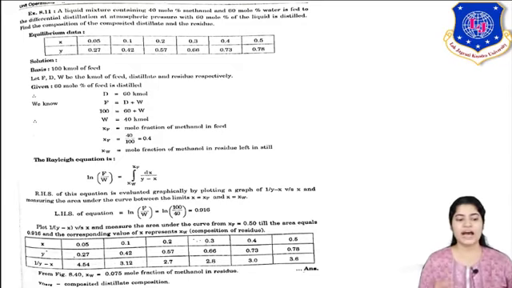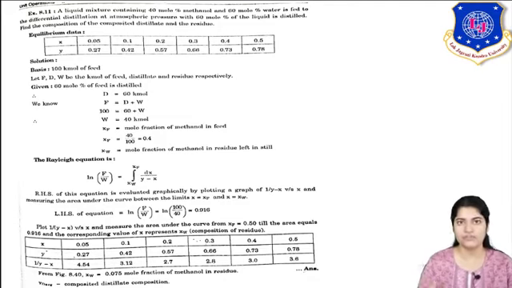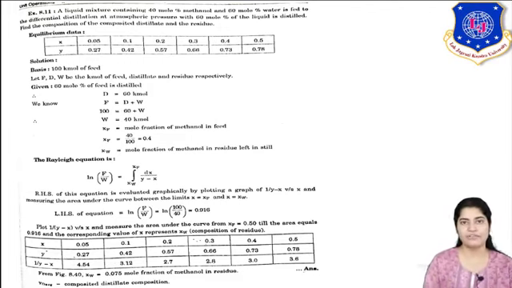Now RHS of this equation is evaluated graphically by plotting a graph of 1 upon (y minus x) versus x. Now the LHS of the equation is ln of F upon W. Feed is 100, W is 40. So you applied natural logarithm ln, and now you get the value 0.1916. So that is your LHS. It is a constant value, unitless.